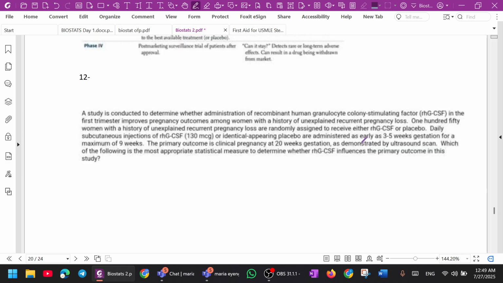I think we were thinking hazard ratio or median survival. We were thinking about something hazardous that was going to happen. I thought they were comparing if the baby is going to die or not. Yes, but there is a history of recurrent pregnancy loss. Yeah, but here they specify the primary outcome is clinical pregnancy at 20 weeks gestation. So basically, how the pregnancy is going at 20 weeks gestation. They didn't talk about any dying or anything like that. That's why it's not hazard or median survival.